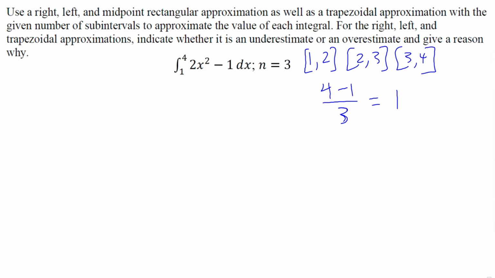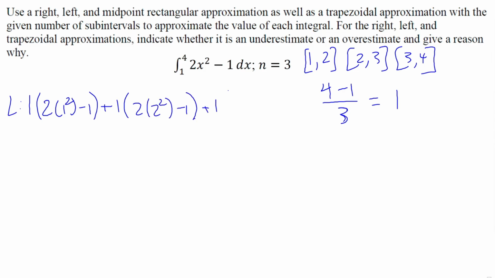And as we do the left one, our left one ought to then be the length of the subinterval, 1, times the value of the function at 1, so 2 times 1 squared minus 1, plus then 1 times the value of the function at 2, which will be 2 times 2 squared minus 1, and then plus 1 times the value of the function at 3, which will be 2 times 3 squared minus 1. And that should be our approximation for our left approximation.